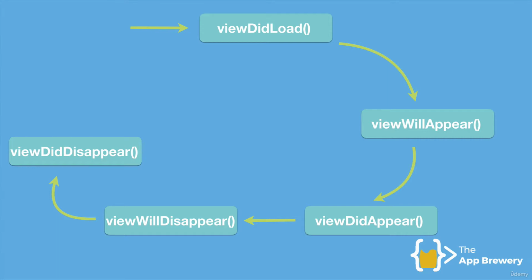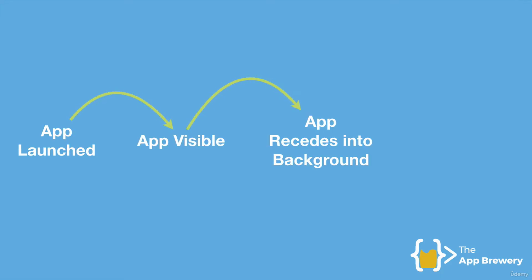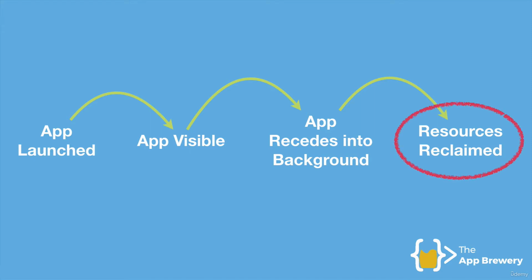Well, for that, we need to zoom out a bit and look at the bigger picture. We need to look at the application lifecycle. And the app's lifecycle usually starts with the app being launched, to the app being visible, and then the app receding into the background, and finally the app being destroyed and the resources reclaimed for other apps. That last part is actually a key to understanding how iOS works.